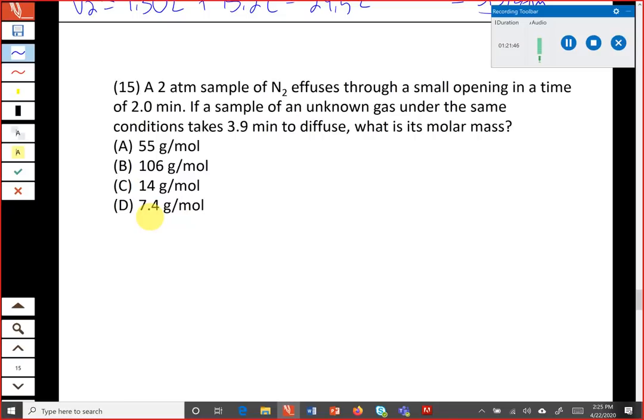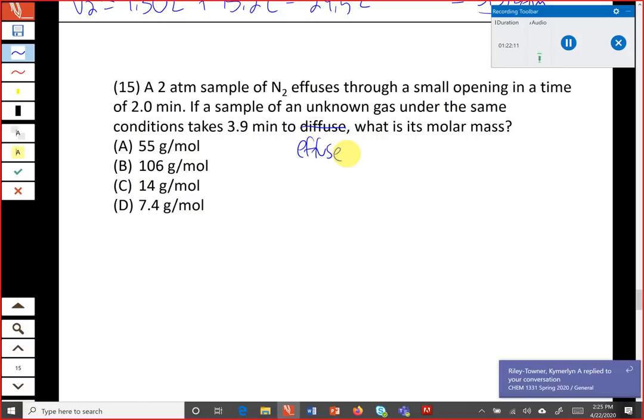So in this problem, we have a 2 atmosphere sample of N2 that effuses through a small opening in a time of 2 minutes. If a sample of an unknown gas under the same conditions takes 3.9 minutes to effuse, what is the molar mass? So effusion is basically leaking. So if you have a container of a gas and you poke a small hole in it, how long does it take for the gas to leak out? And so that's what we're dealing with in this problem.